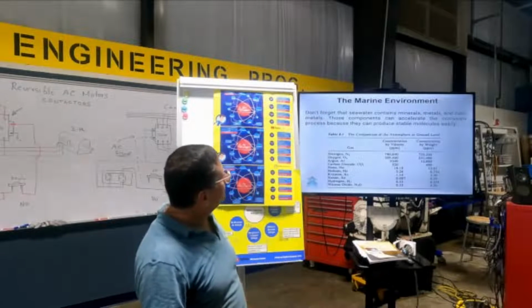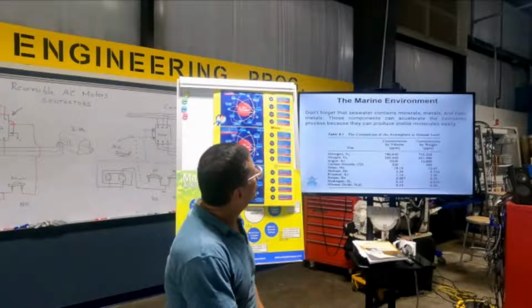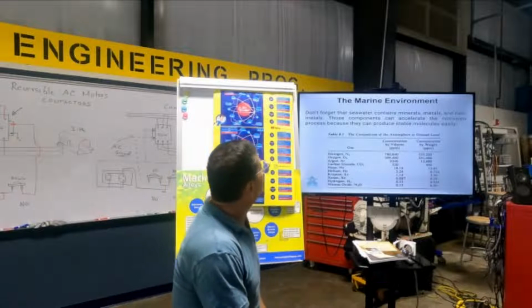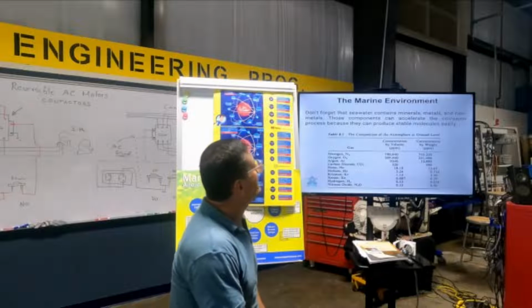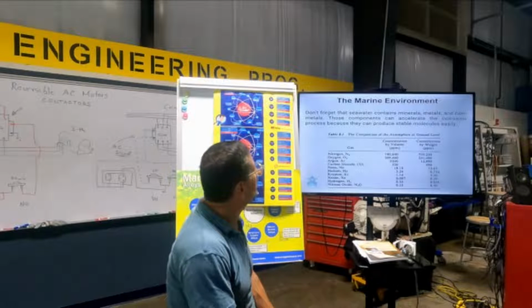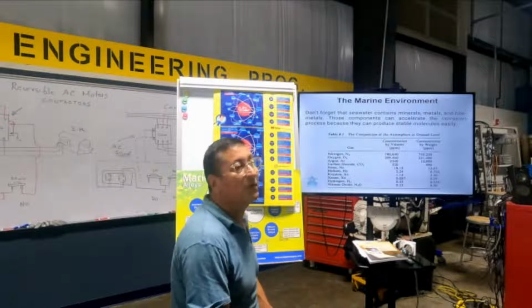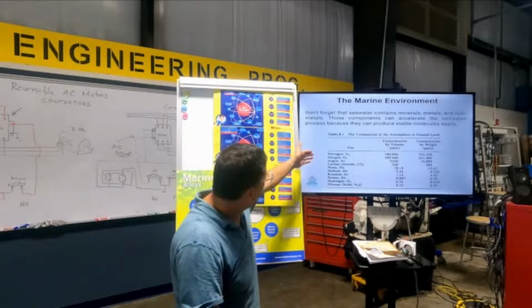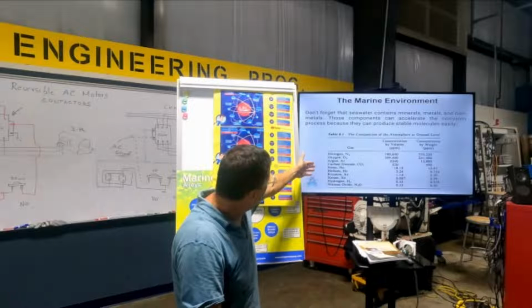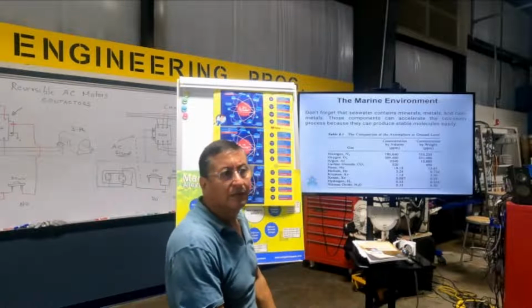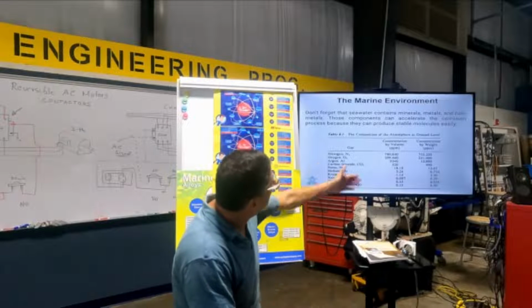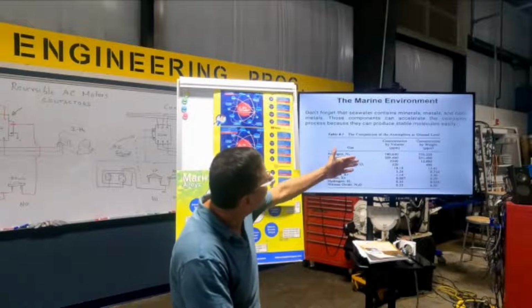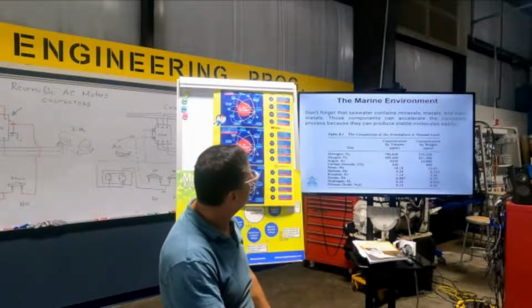Okay, look at this. Don't forget that seawater contains minerals, metals, non-metals. Those components accelerate the corrosion process because they produce stable molecules easily. Look at the amount of free elements: nitrogen, oxygen, argon. It's a lot. And this is the concentration in parts per million and the concentration in value.